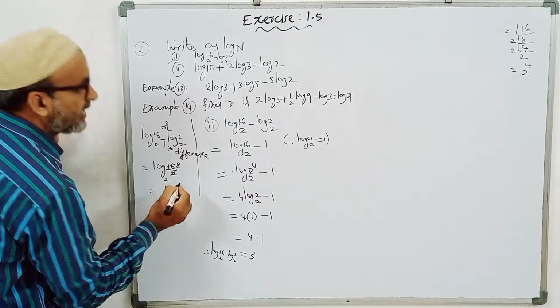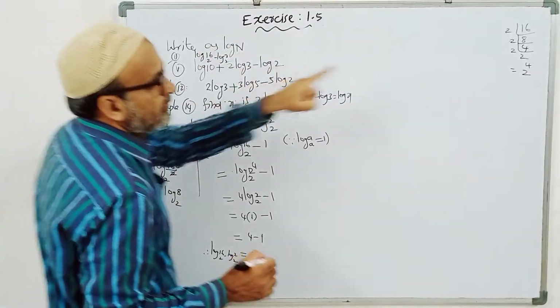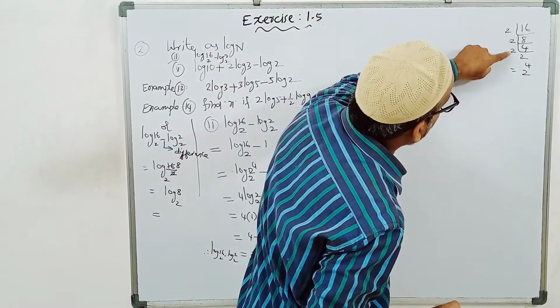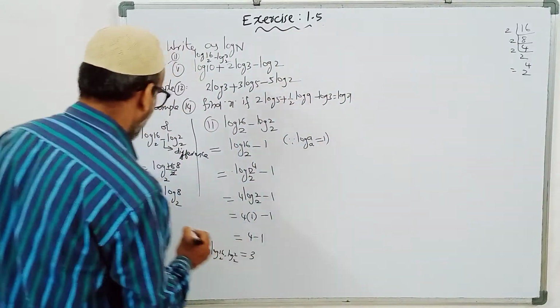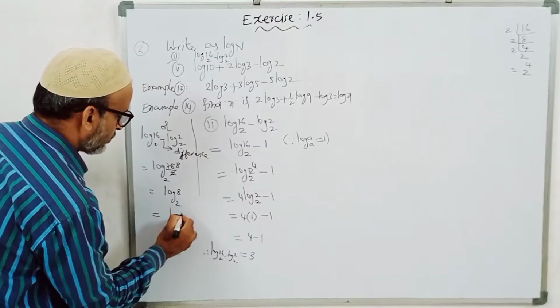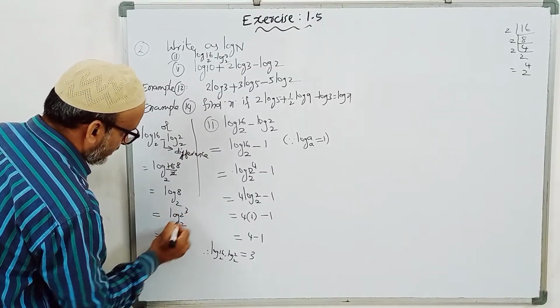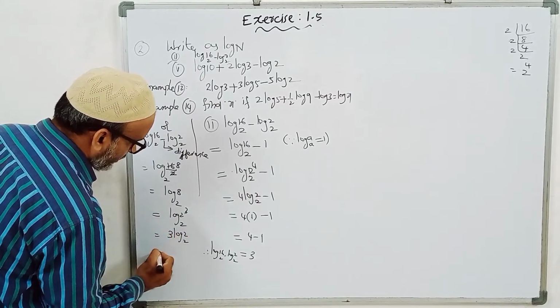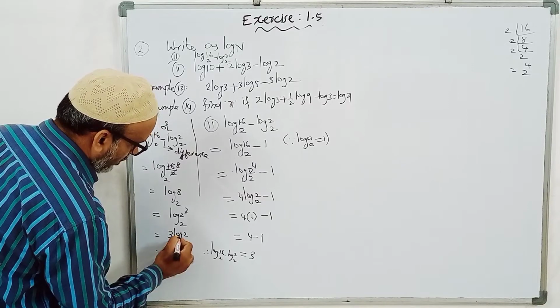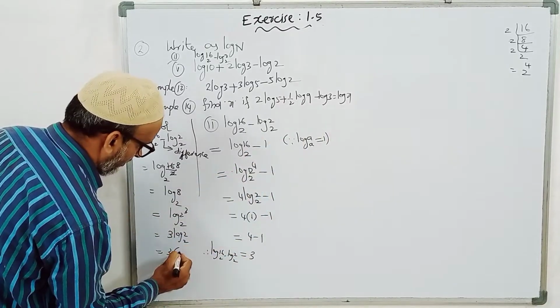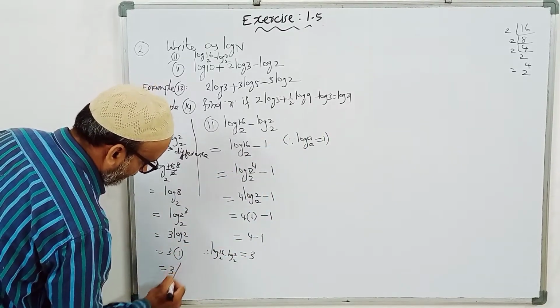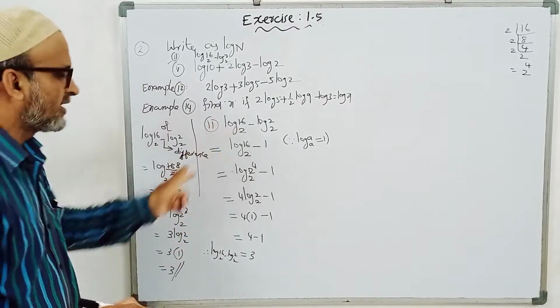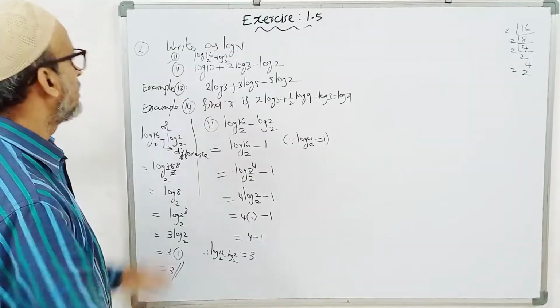8 can be written as 2 2s are 4, 2 4s are 8, so 2 cube, meaning logarithm of 2 cube base 2. The degree 3 will come to the coefficient: 3 logarithm of 2 base 2 is equal to 3 into logarithm of 2 base 2. Like this, with the same formula, 1, it is equal to 3. Two methods are there, whichever method you want you can use.